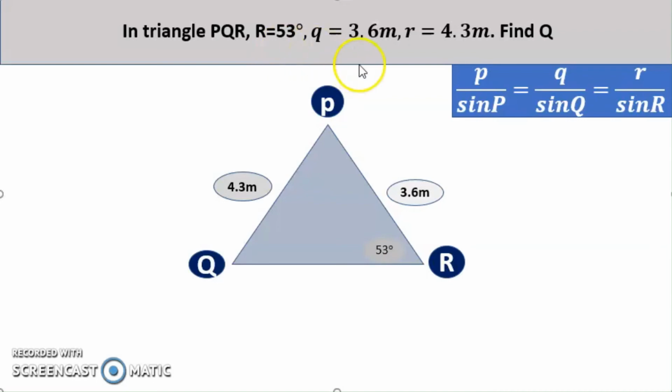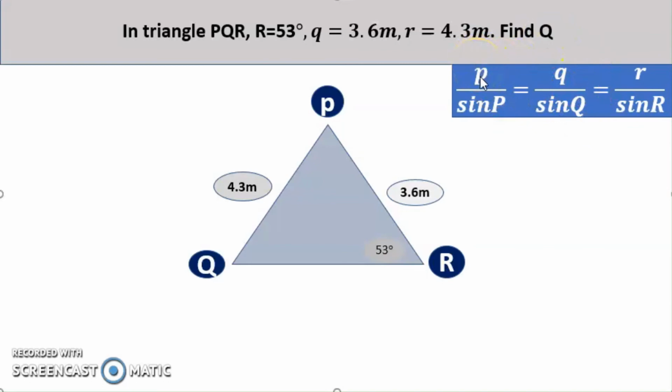Now we are asked to find angle Q. We don't know what angle Q is. Automatically we are going to use the middle one. Now, which of these are we going to also use to attach to this to solve for angle Q? You must make sure that 3 out of 4 parameters is given. If you are using p over sine P equal to q over sine Q, you must make sure that 3 out of these 4 is given to you.